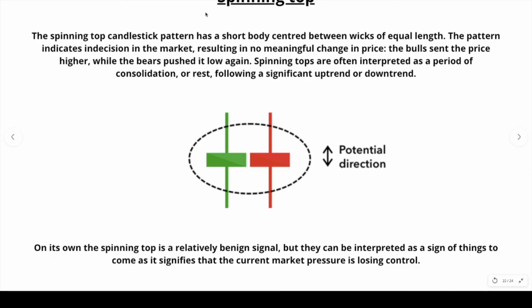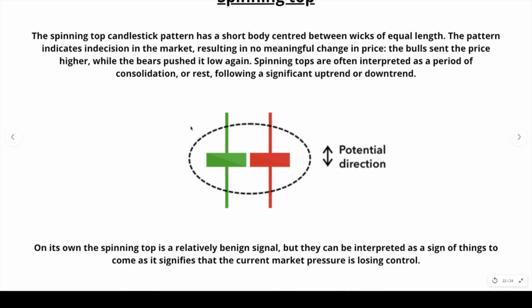So the next one, we have a spinning top. The spinning top candlestick pattern has a short body centered between wicks of equal length. The pattern indicates indecision in the market, resulting in no meaningful change in price. The bulls sent the price higher while the bears push it lower again. Spinning tops are often interpreted as a period of consolidation or rest following a significant uptrend or downtrend. On its own, the spinning top is a relatively benign signal, but it can be interpreted as a sign of things to come, as it signifies that the current market pressure is losing control.